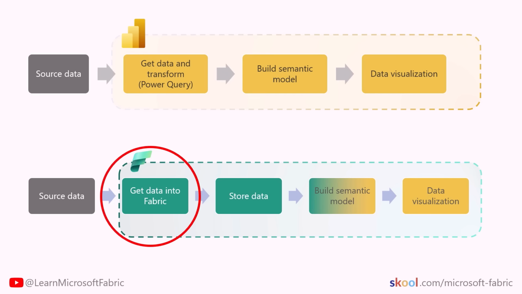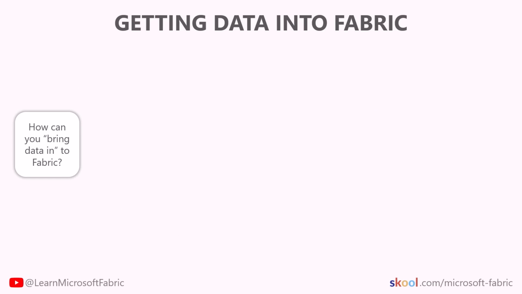So this is going to be the focus of this video, different options that we have for getting data into Fabric. And the next video in the series will be on storing data and the different options and when to choose which of the different data stores for different use cases in your architectures. So let's just start with a high-level overview of what we're going to be covering in this video.